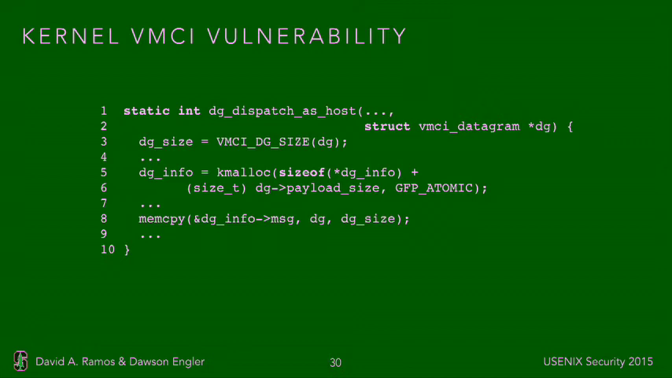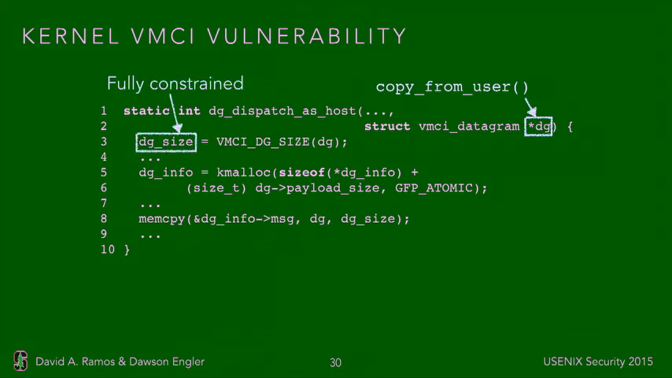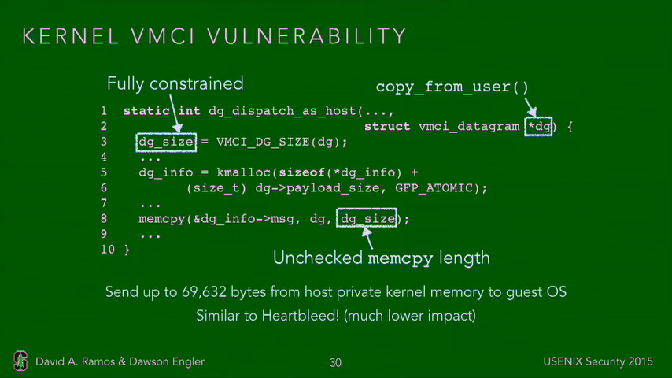So here's an example bug that we found in the Linux kernel using this checker. This was in the VMware VMCI driver, which is used for communication between the host OS and the guest OS. And this particular function is used to send a datagram from the host to the guest. This function is called using a datagram that was read from user space on the host via copy_from_user. It then reads this size field from within the datagram, and without checking it, uses it as a size argument to memcpy. As a result of this bug, the user could send up to 69,000 bytes of host private kernel memory to the guest OS.